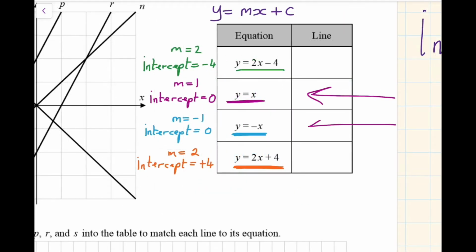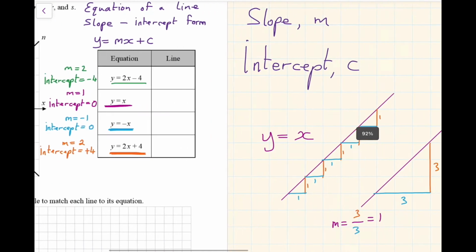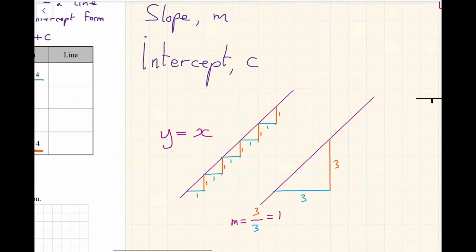This and this will be the easiest to identify, perhaps, and we'll just take a little look at a diagram for that. So remember, slope is m, intercept is c, and we've got this diagram here for the equation y equals x. I've drawn the diagram twice without an x and y axis so we can see what the slope of 1 really means. Well, it means rise over run, 1 over 1, so m equals 1 over 1. The rise is always the vertical, while the run is always the horizontal.